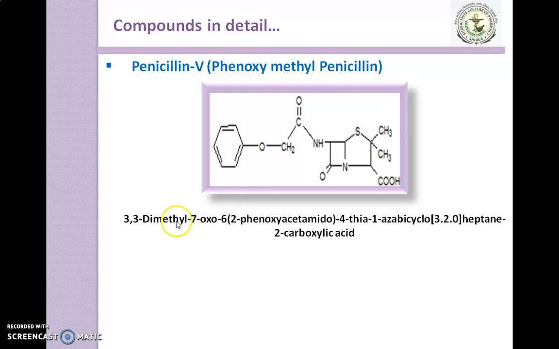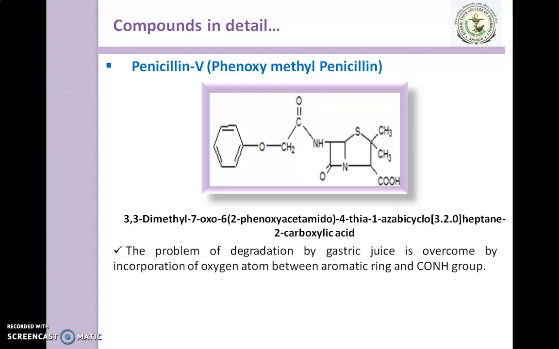So the 3,3-dimethyl-7-oxo-6-(2-phenoxyacetamido)-4-thia-1-azabicyclo[3.2.0]heptane-2-carboxylic acid. All of you know why this [3.2.0] comes, by following the bicyclic nomenclature rule. Here also the IUPAC nomenclature comes by following the USP nomenclature system.